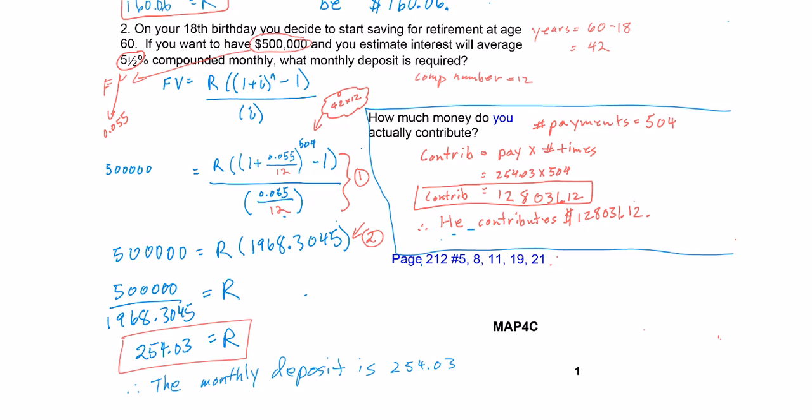Your homework is going to be pushed up on the internet. As well, you have these questions: page 212, numbers 5, 8, 11, 19, and 21. Your teacher will probably give you package 211 through 214. So that should cover all the questions you have to do. Good luck.